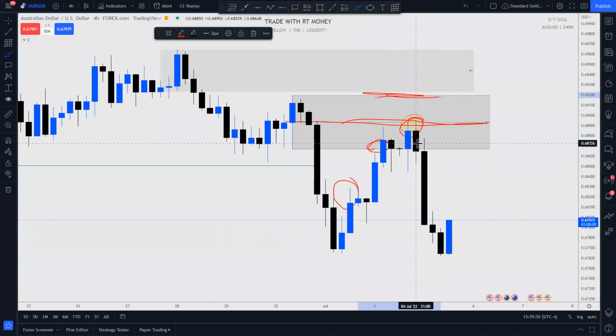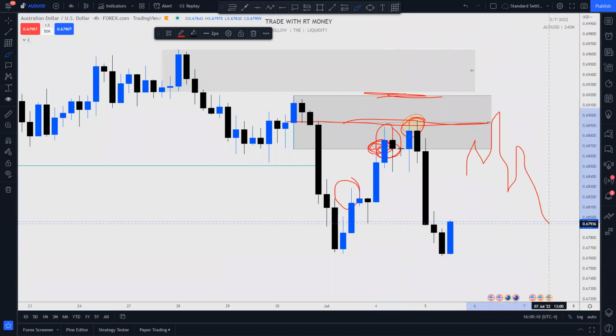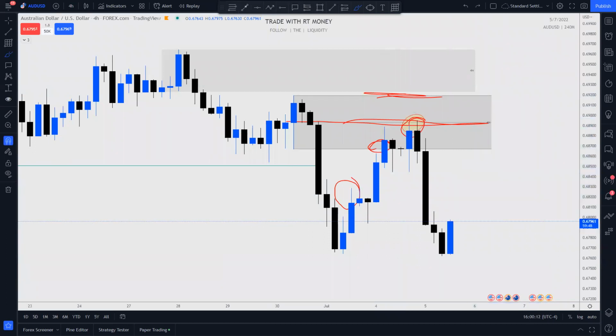I look for a more precise entry. When price hits my POI, my place of interest, I go immediately to the 15-minute time frame, and I'm starting to look for confirmation entries. And I'm looking for the same thing every time, same thing every time.